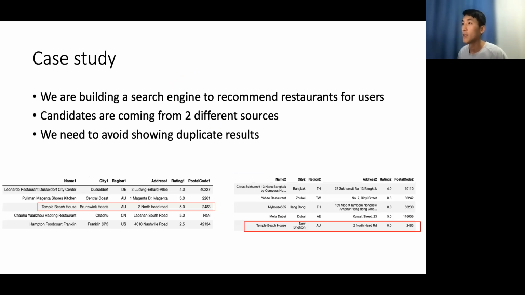So maybe I would say when translating this problem into a machine learning problem, we need to think about three things. One is how to generate our features, and two is how to define our label. And number three is how to define our metrics.